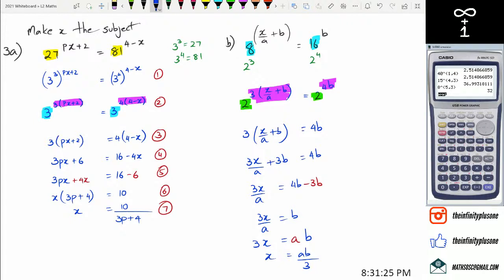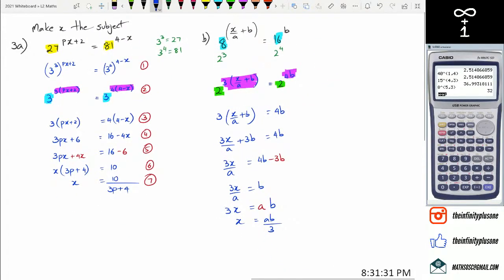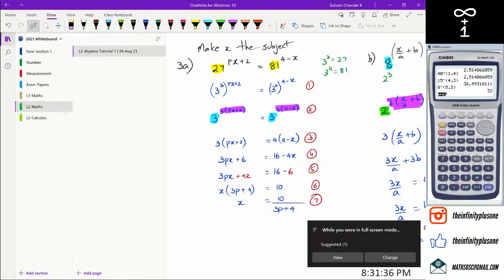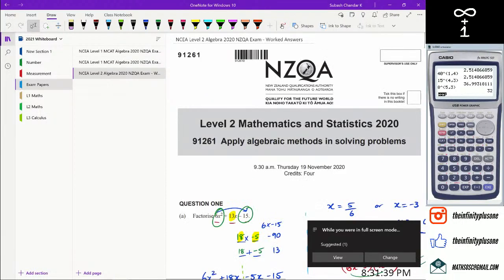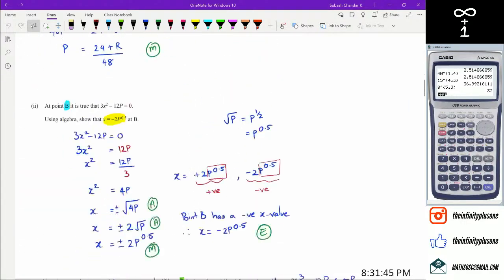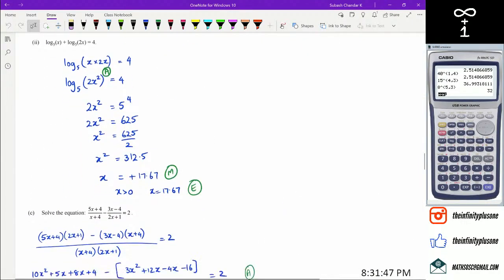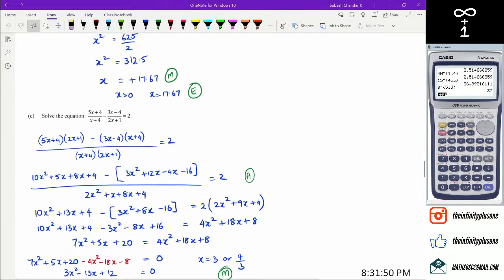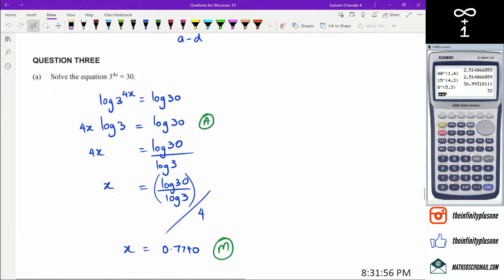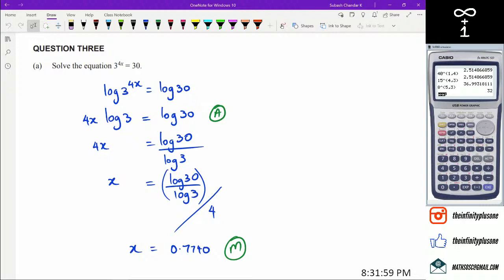I want to show you guys this. This is from last year. I wonder if I actually have it here. Yep. Here we go. So this was last year's exam paper. And I just want to take you guys to this question here. Where did it go? Here we go. Look at that beautiful question. I reckon you guys would have nailed that question, right? Because that's a merit question last year. Basically 3 to the power of 4x equals 30.